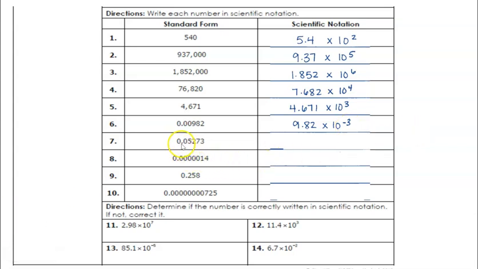All right, let's try that again. So here we have a decimal, and we're going to get it between the first two digits, between 1 and 9 here. So we come over and we're going to move 2 hops. And since it's a decimal and we're moving to the right, that means it's going to be a negative exponent. So that's going to be a negative 2. So we're going to have 5.273 times 10 to the negative 2. Okay, you try 8, 9, and 10 on your own and see how you do.